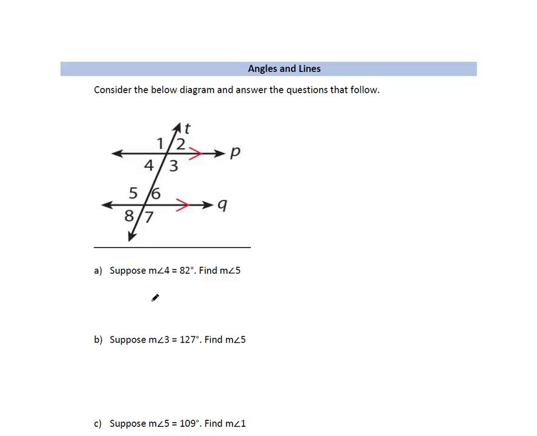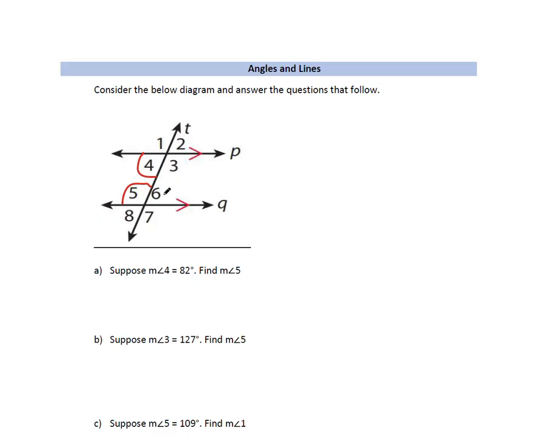Firstly, we are asked: suppose that the measurement of angle 4, so that's what M angle 4 here means, is 82 degrees. Find the measurement of angle 5. So let us go ahead and identify the angles of interest here, which are angle 4 and angle 5.